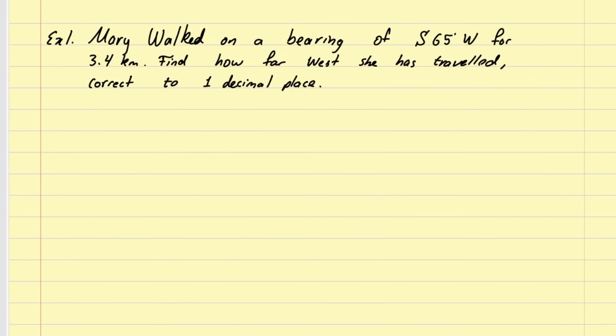Okay, so now let's have a look at a worded problem. Example number 1, Mary walked on a bearing of south 65 degrees west for 3.4 kilometers. Find how far west she has traveled correct to one decimal place. Now, in the question, as soon as you see the words like walked on a bearing of, and then they'll give you the compass bearing, straight away, draw your compass. Straight away, the first thing you should always do in these questions, draw your compass. And now let's see what's happening.